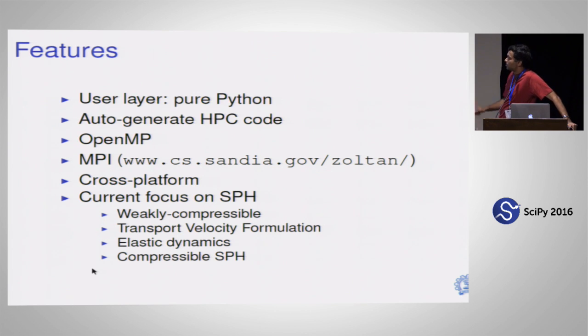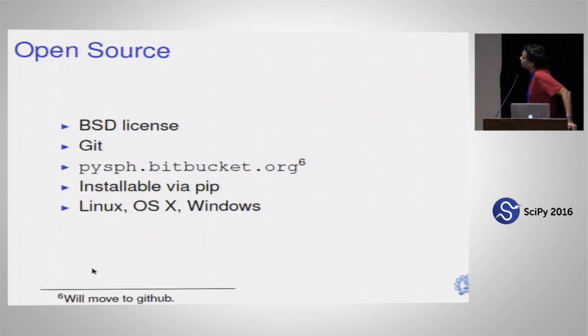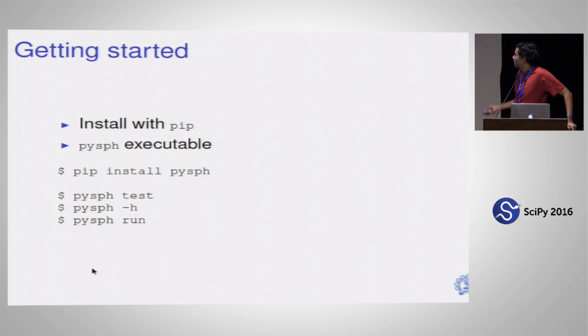The current focus is on SPH, weakly compressible transport velocity, elastic dynamics, and compressible SPH. All right. So it's on Bitbucket, and I'm probably going to move to GitHub simply because I can't do continuous integration that well with it, it's just incredibly frustrating. So it's installable via pip. We use unit tests, skipping that.